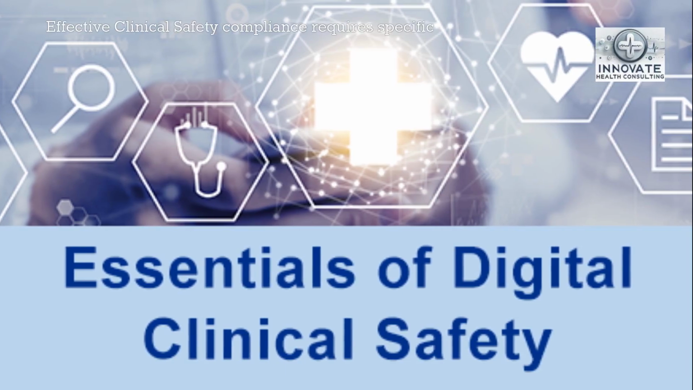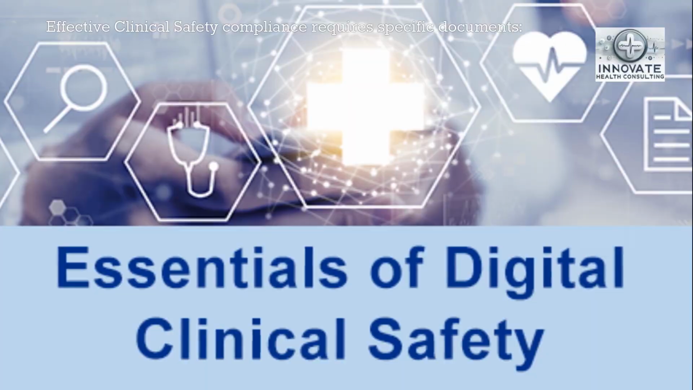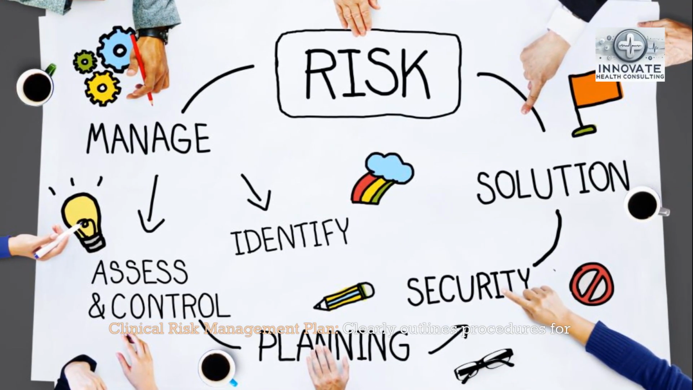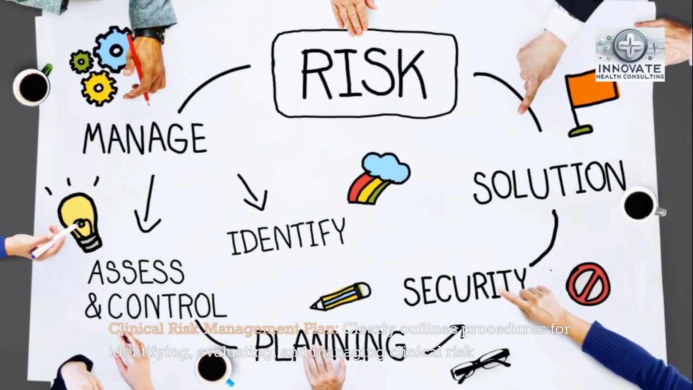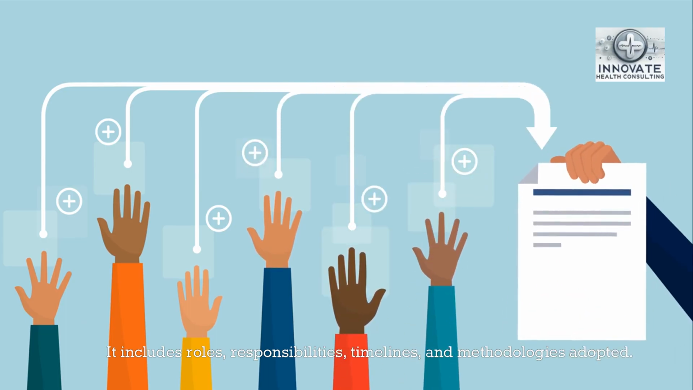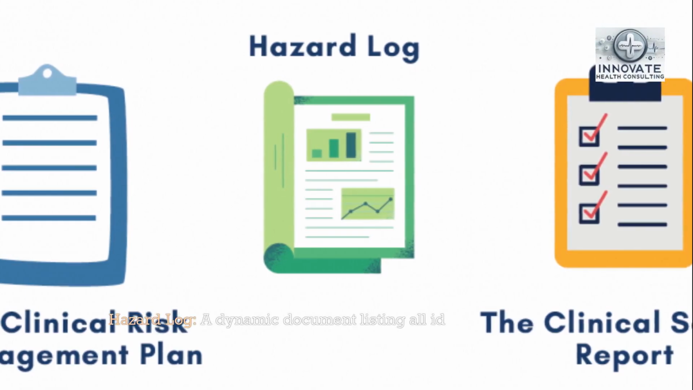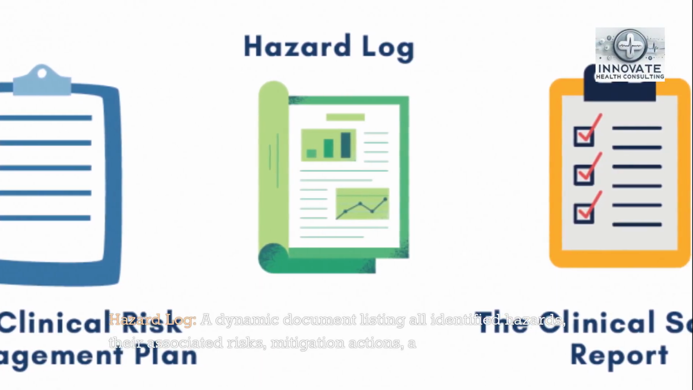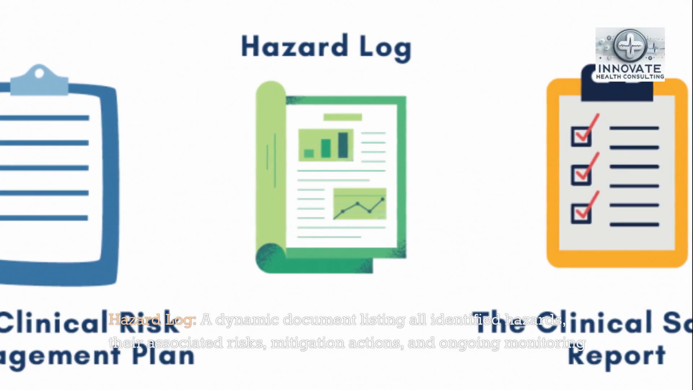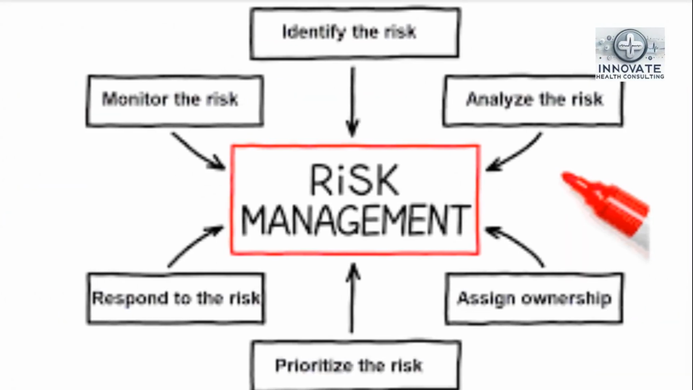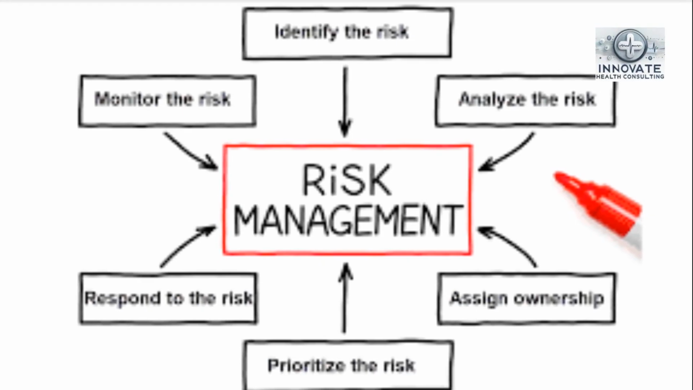Effective clinical safety compliance requires specific documents. Clinical Risk Management Plan: clearly outlines procedures for identifying, evaluating, and managing clinical risks. It includes roles, responsibilities, timelines, and methodologies adopted. Hazard Log: a dynamic document listing all identified hazards, their associated risks, mitigation actions, and ongoing monitoring throughout the product lifecycle. It acts as the single source of truth for clinical risk management.